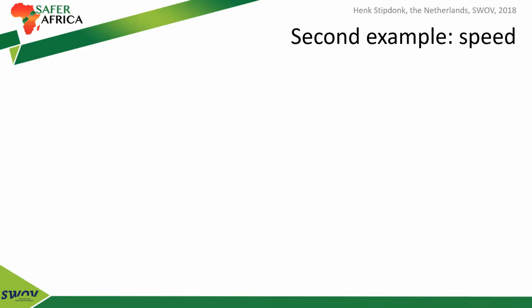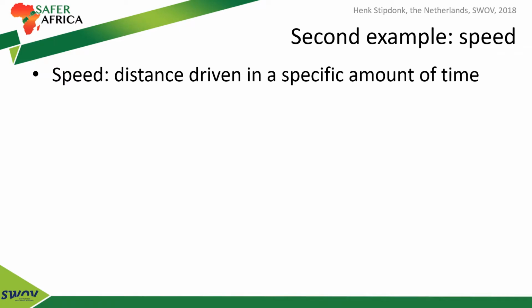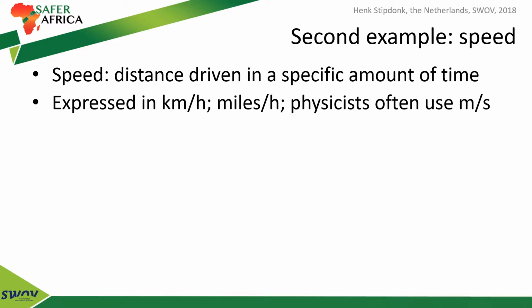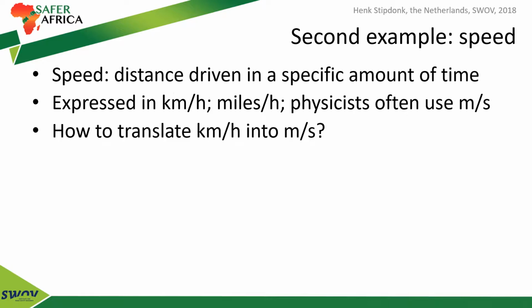The next example of a useful SPI regards speed. Speed is expressed as a distance traveled within a certain amount of time. It can be represented in kilometers per hour or miles per hour, or even in meters per second, which is common among physicists. And these values can be mutually exchanged. For example, you can translate kilometer per hour into meters per second.